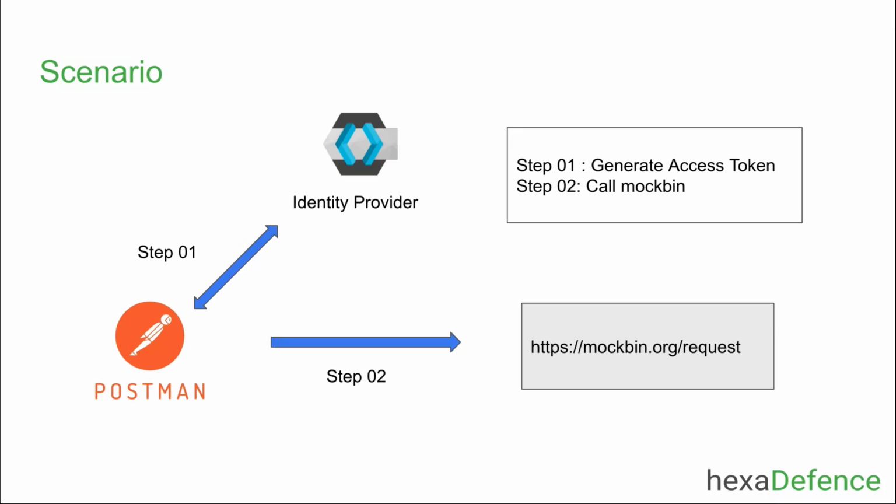Once this URL is called, Mockbean will create an HTTP response including the details of the HTTP request we sent, and it will send it to the Postman application again. That's all about the introduction. Let's implement this setup.